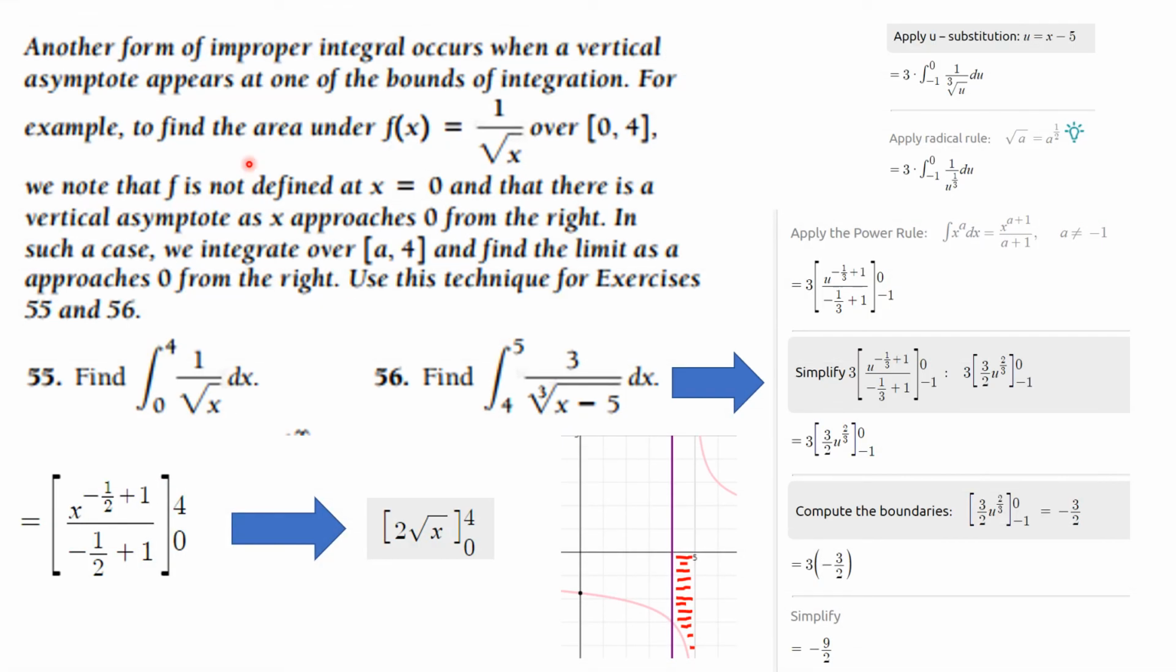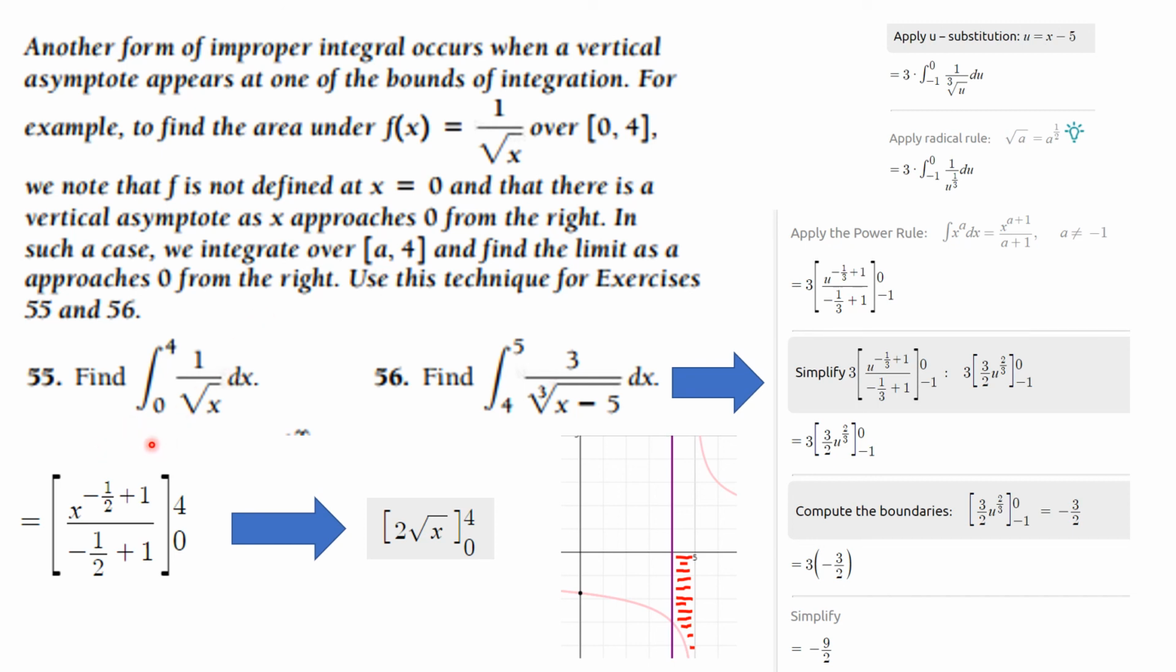Now, another form of improper integral occurs when a vertical asymptote appears. This is actually dealing with the fact that the function is not continuous. So, for example, to find this area, 1 over the square root of x from 0 to 4, which is what we're going to calculate here, we note that f is not defined at 0, and so it is not continuous. And there's a vertical asymptote. So we're going to use the same kind of concept, but we're going to integrate from a to 4, and we're going to take the limit as a goes to 0.